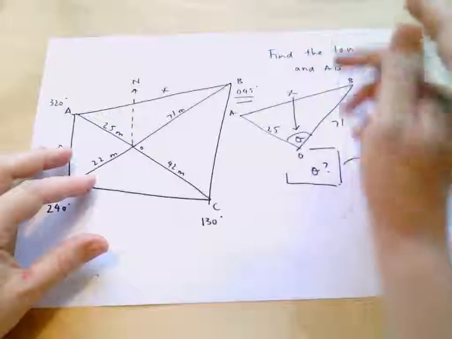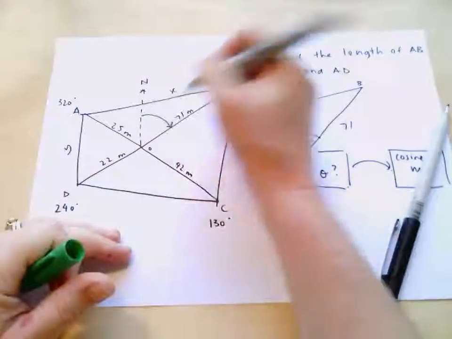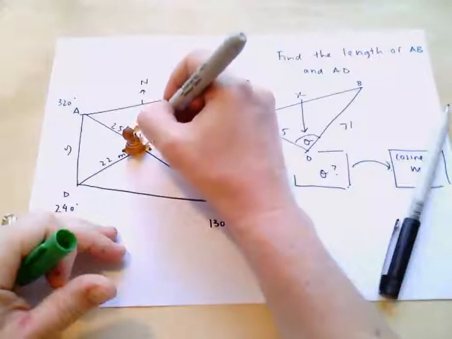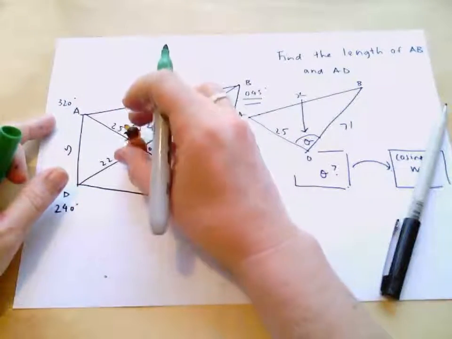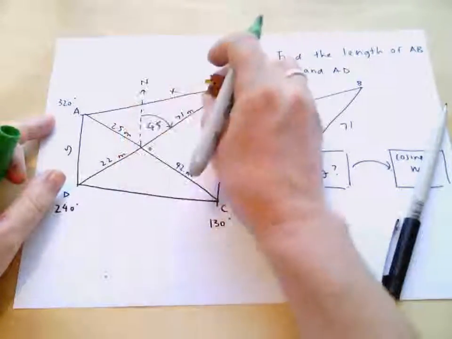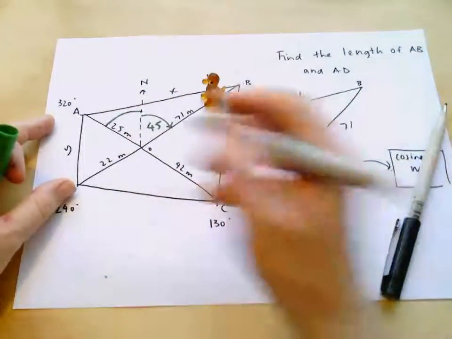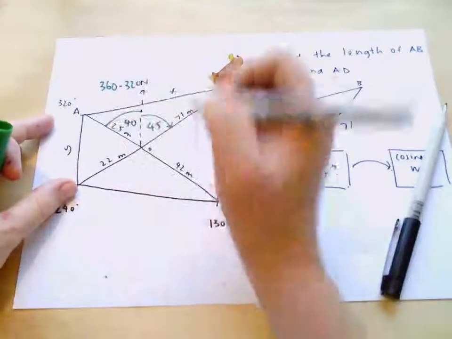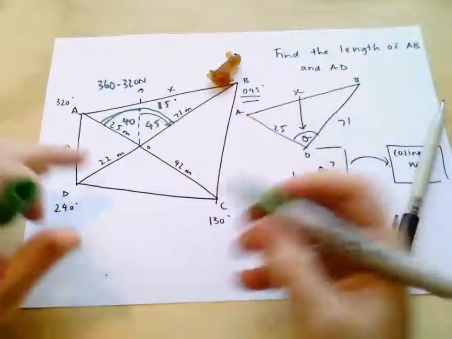I know that B is on a bearing of 45 degrees. That means that from north, if I turned 45 degrees, I'd be facing B. So that's 45. It tells me that A is 320. So that means that I've turned all the way around 320 degrees. So that's all 320, which means this last bit must be 360 minus 320, because that'd get me the full circle. So this must be 40. So these two together are going to give me 85 degrees.